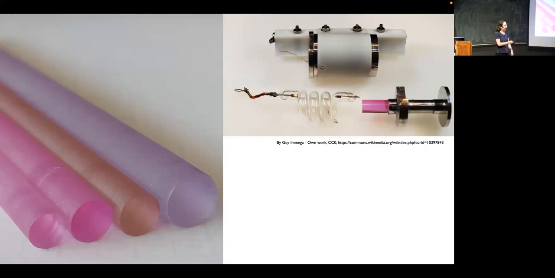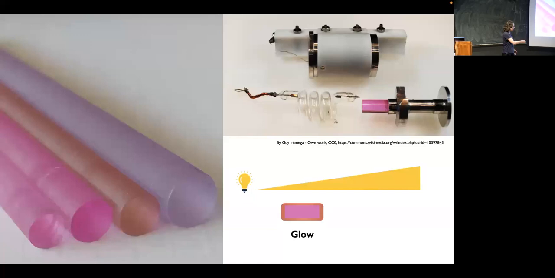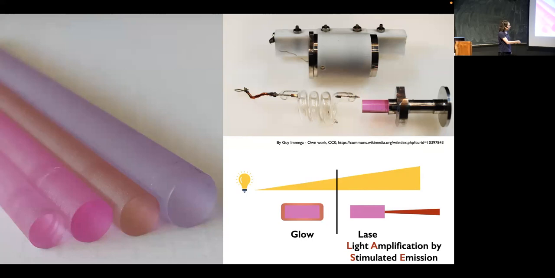Well, if you turn on this light bulb and turn up the intensity, so you're driving energy into this ruby here, first what will happen is it will start to glow. And then all of a sudden, you pass a transition in intensity and at an abrupt threshold, this will begin to lase. What that means is out comes a directed beam of monochromatic light, so a particular wavelength. It's also coherent. LASE, as you know, is an acronym that stands for light amplification by stimulated emission.